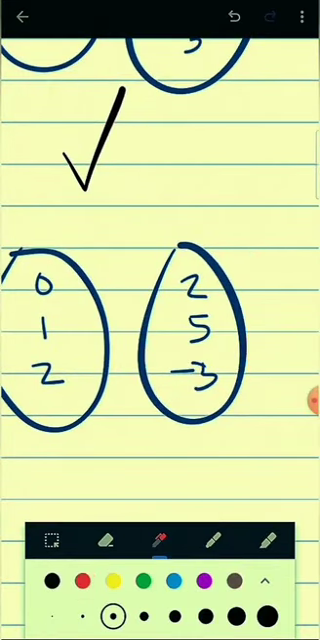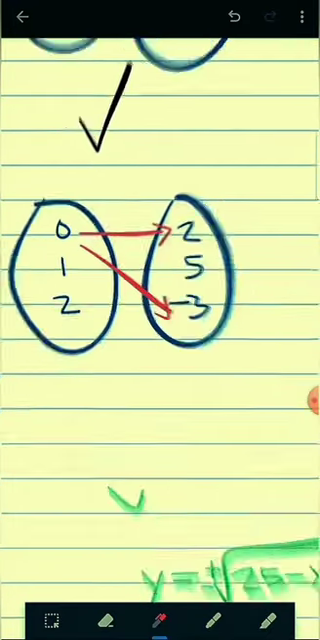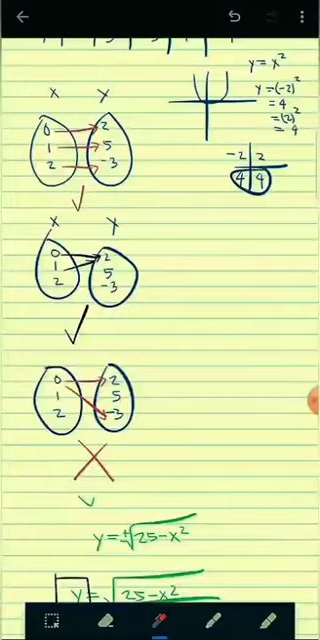The only thing that is not a function is if we have this: 0, 1, 2, and 2, 5, negative 3. If I input 0, I get 2. And then if I input 0 again, I get negative 3. So this is not a function.